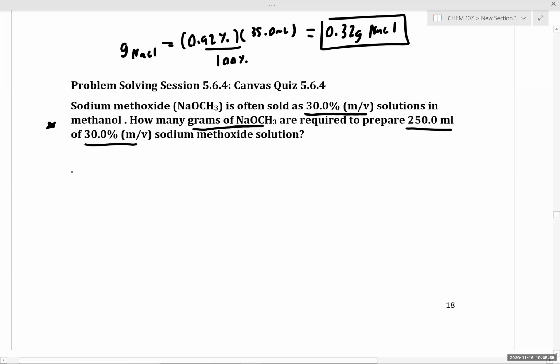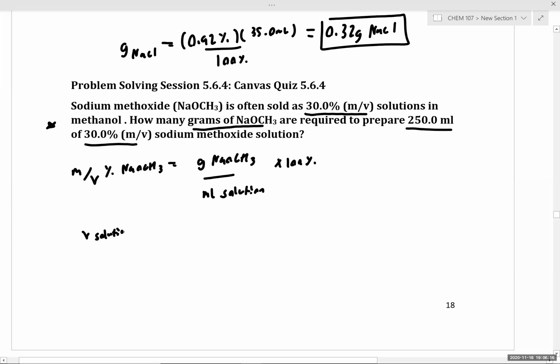Okay, so let's discuss this example. So we know that the mass over volume percent of sodium methoxide is equal to the grams of sodium methoxide over the milliliters of solution times 100%. We know that the volume of our solution is 250.0 mL. And we know our mass over volume percent is 30.0%.